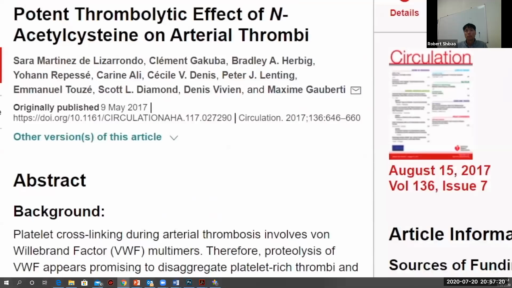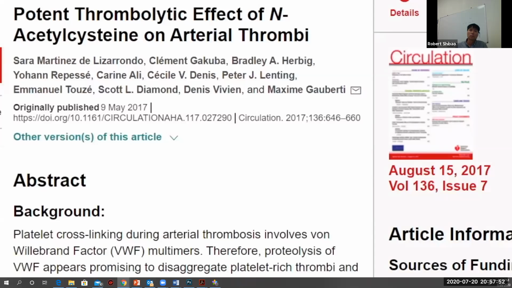And now the best paper yet. This one was published just 3 years ago. Now remember what we said about oxidative stress in COVID-19. We thought that the oxidative stress was causing endothelial damage, and that endothelial damage was causing the release of von Willebrand's factors, which was cross-linking and allowing thrombosis to occur, and the hypoxemia perhaps in COVID-19. Well, here's a paper titled Potent Thrombolytic Effect of N-acetylcysteine on Arterial Thrombi.